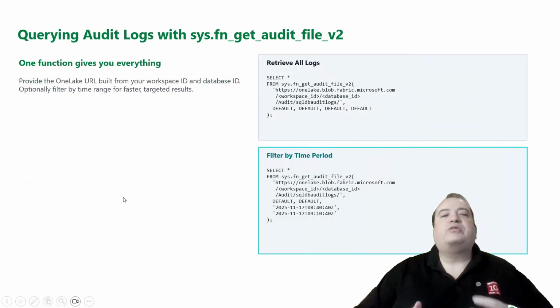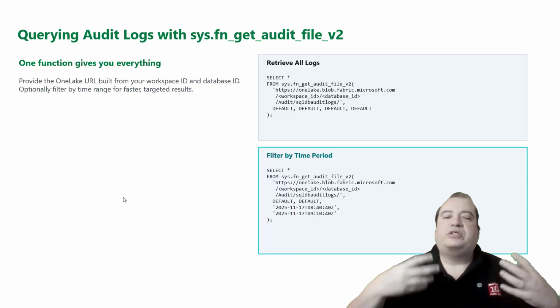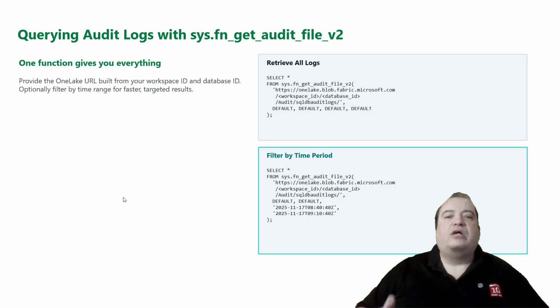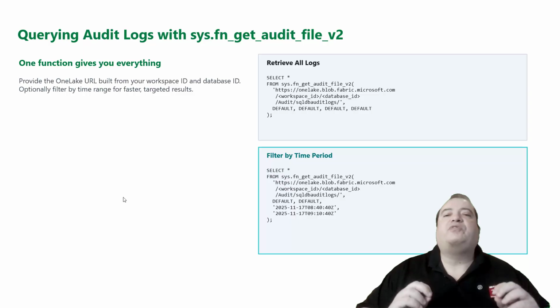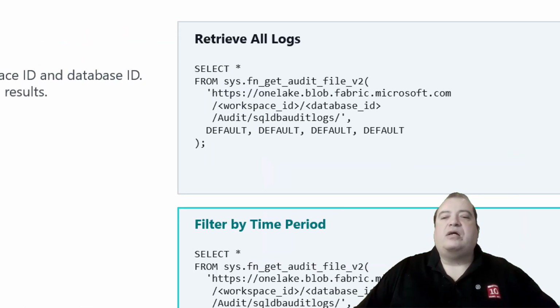Then, how do we retrieve the information about the audit? How do we query the audit? We need to query the audit using a SQL query. We have a function called sys.fn_get_audit_file_v2. This function will retrieve the audit information from the file saved by Fabric. The only thing we need to know is the location of these files. You don't need to care about how Fabric is saving them, but we need to know the location so we are capable of retrieving the audit information. And what is this location?